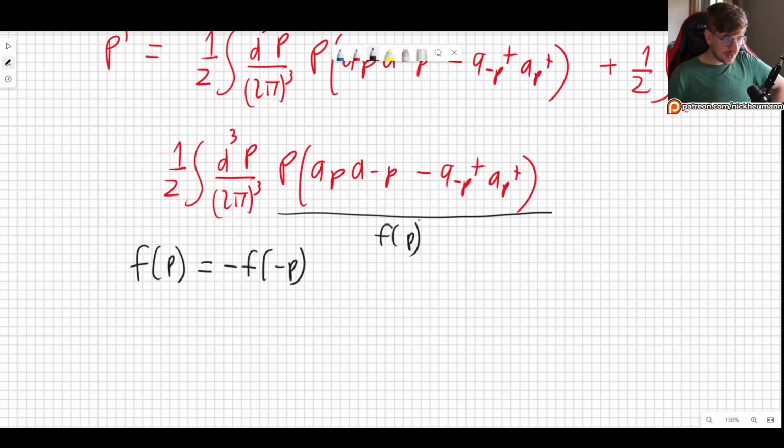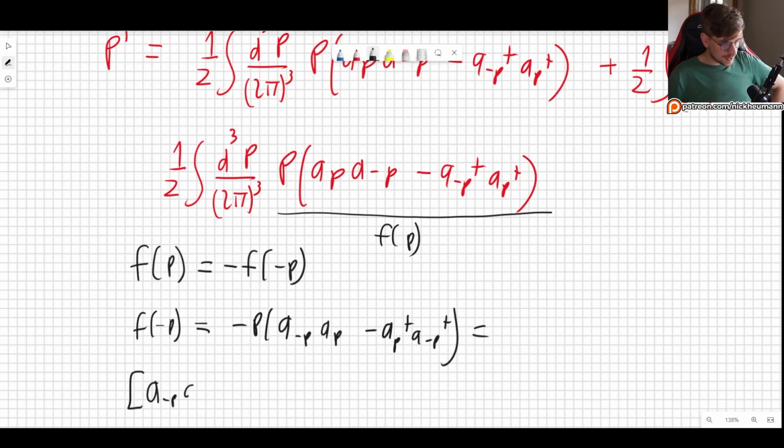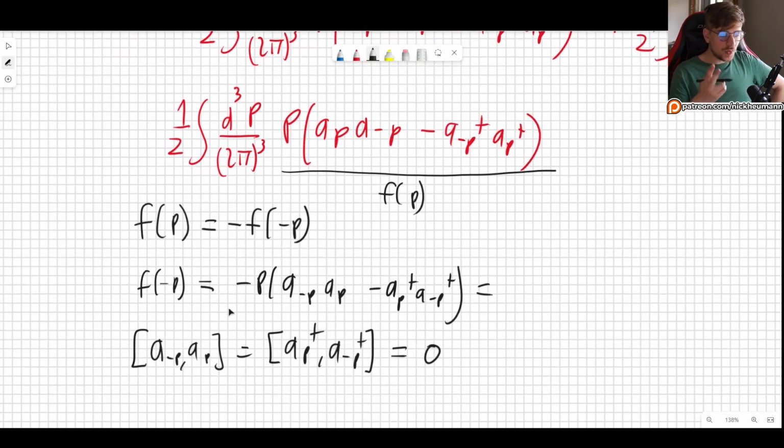So let's see if this function is indeed odd like I said it is. So to do that, let's see what f of minus p is. So f of minus p is minus p, A of minus p, A of p, minus A of p dagger, A of minus p dagger. Okay? But now keep in mind that the commutator between A minus p and A p is the same as the commutator between A p dagger and A minus p dagger, which is 0. So that means that you can simply rearrange them, right? Because again, what this means, for example, is A minus p, A p is the same as A p, A minus p. That's what we're saying. So that means that we can simply reverse the order here and go back to what we had before, right? Simply A p, A minus p, and here A minus p dagger, A p dagger. So what this thing here is exactly minus f of p, right?